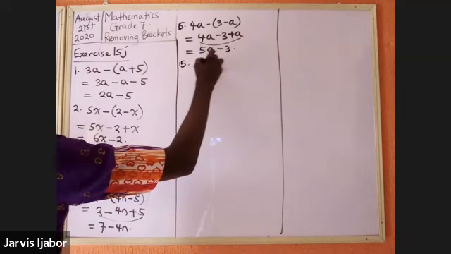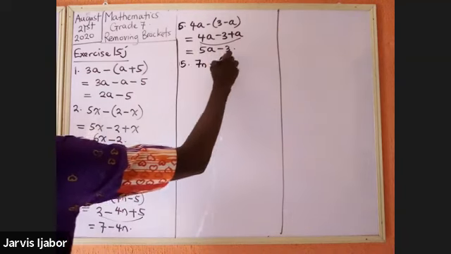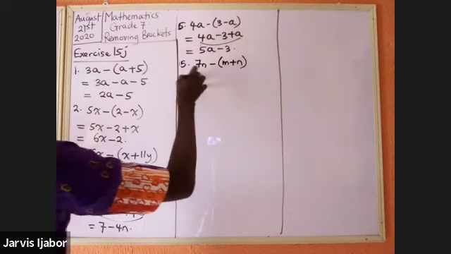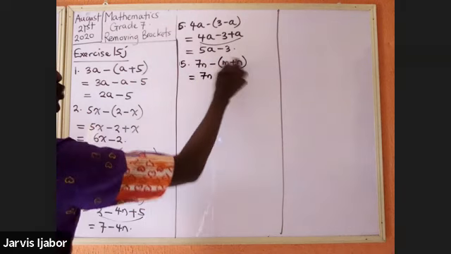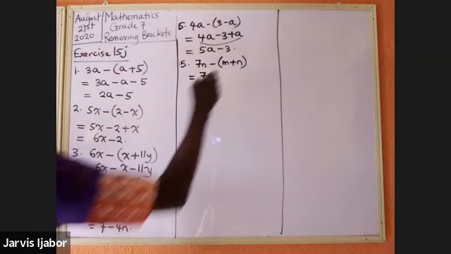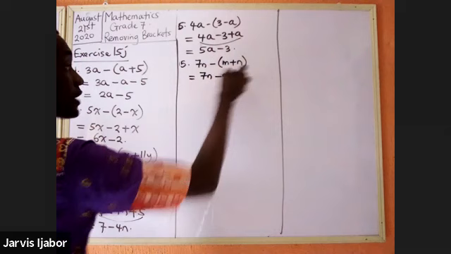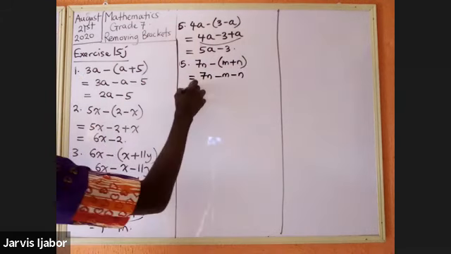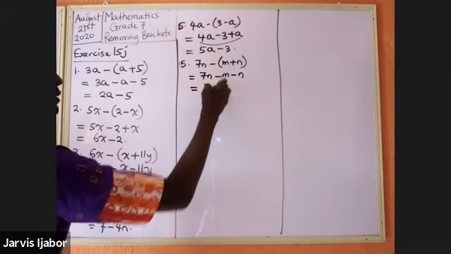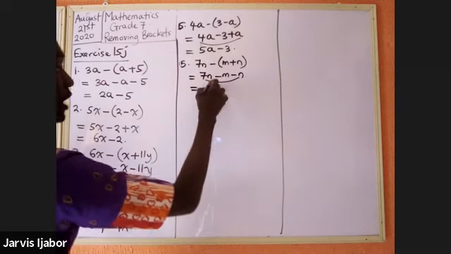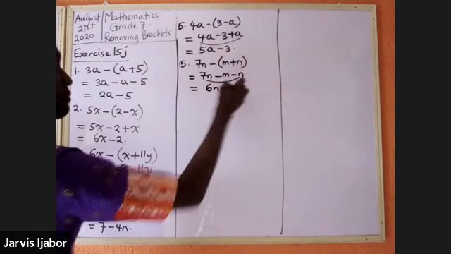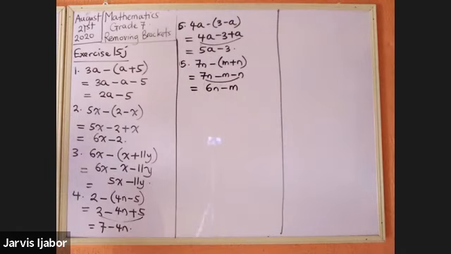7n minus m plus n. What will that give you? That will give you 7n. Both will change to negative. Minus m minus n. That will give you 7n. Oh, sorry, we're changing our technique. That will give you 6n minus m. How? 7n minus n, 7 minus 1 is equal to 6.